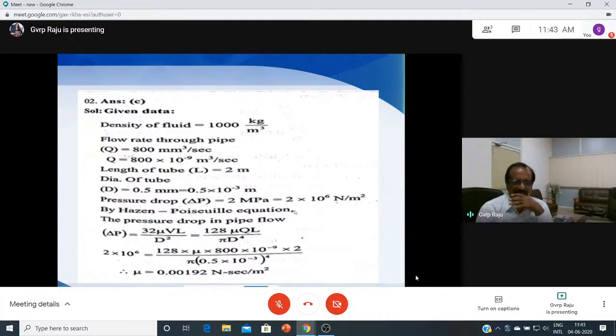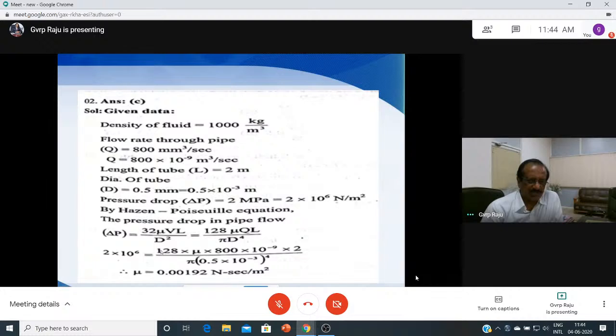So Hagen-Poiseuille follows the equation. The pressure drop, as you know, delta P is 32 μVL by d square. So this V you can take equal to Q by A, where A is pi d square by 4. So here 4 times 32 is 128. These two are the same except in place of V he has taken Q by pi by 4 d square. So this is 128 mu QL by pi d4.